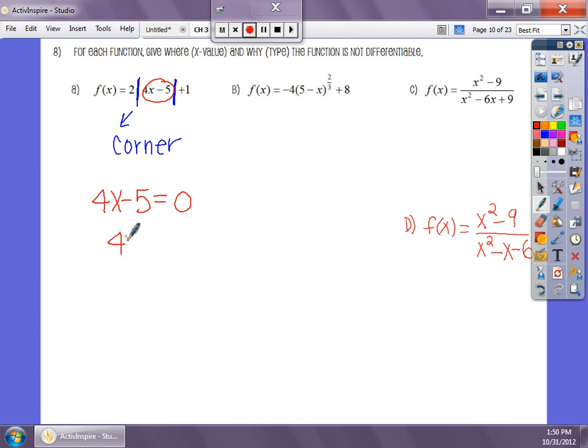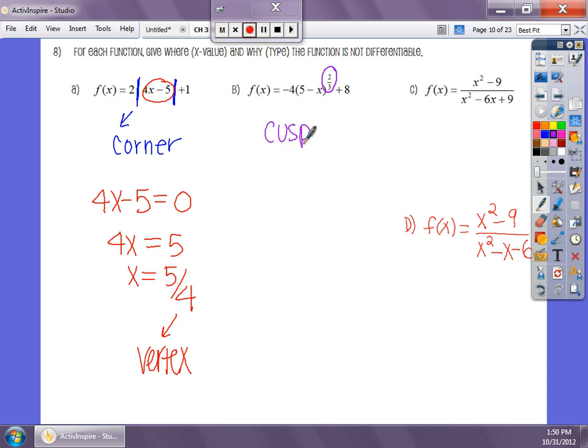So you take what's inside of the absolute value, set it equal to 0, and solve. So there is a corner at x equal to 5/4. This is actually the vertex of the absolute value function. Letter B, I know because it's an even over odd and the power is less than 1 that I have a cusp.